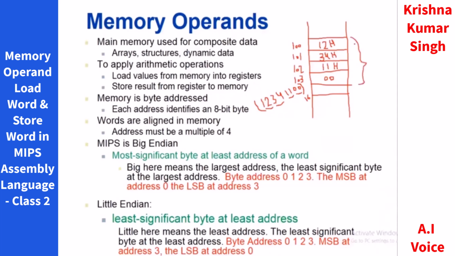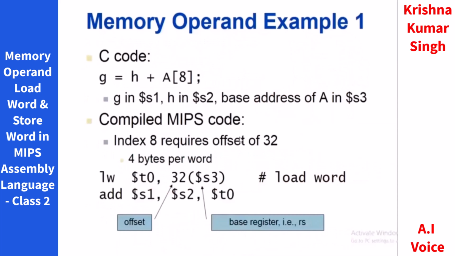So in order to store a word, we need 4 bytes of the memory. Pay attention that the word should be aligned in the memory, so the addresses should be multiples of 4. For example, 100 can be a start of a word. We cannot start a word from this point 101 or 102. 104, 108 can be the start of one word in the memory.